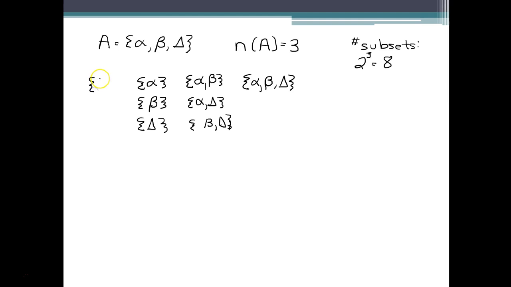The empty set is actually a subset, too. And you're like, well, how can that be? It has no elements in it. Well, the definition only says that a subset's elements must be found in the original set. Well, the empty set doesn't even have elements, so it still fits the definition, technically. So whenever you're trying to figure out all the subsets, the empty set's always going to be one of them.